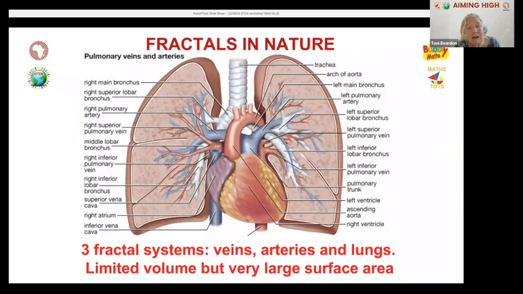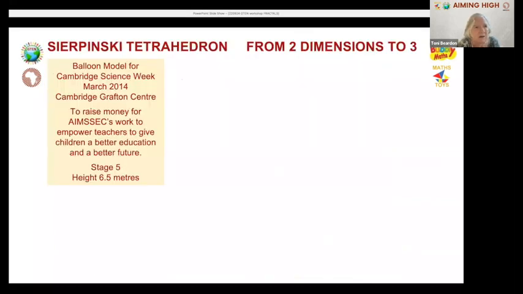Again, the fractals in our heart and our vascular system, the arteries and the lungs, are both fractal in form. And again, that's an application in nature of something that we're seeing here.